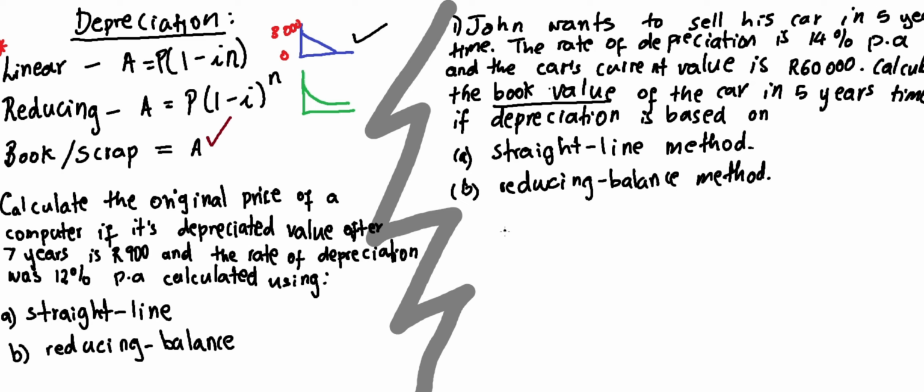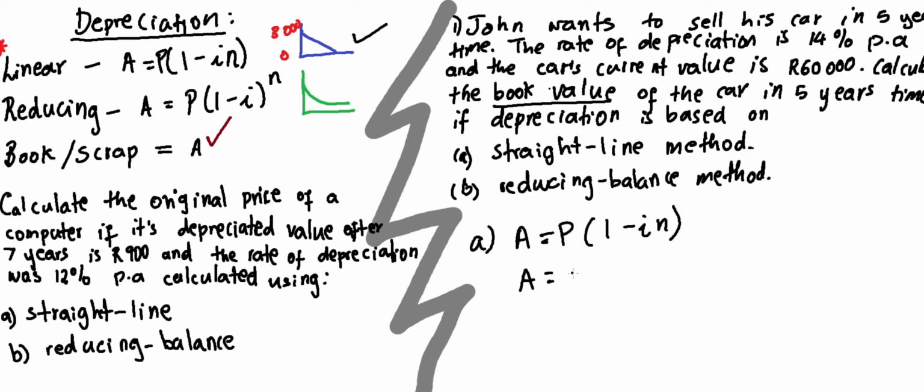And then you are going to say A equals P(1 minus in), right? So you're going to be using the very same things. They want the book value. The book value is the final amount, right? That's what we are calculating.